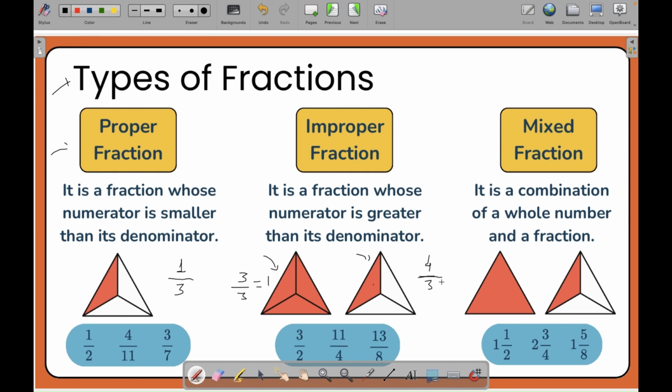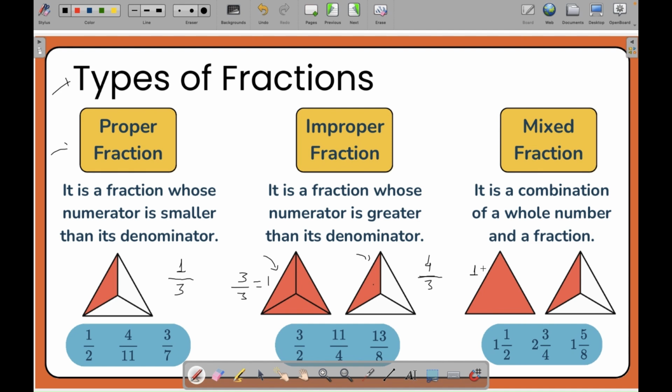Okay. Then we have mixed fraction. So mixed fraction is again similar to improper fraction. The only difference is that in a mixed fraction, I can consider this as a whole part, right? So I can consider this part as a whole because I've shaded this entire portion. So this can be considered as 1 because I shaded 3 out of 3. So this became 1. And then a fraction.